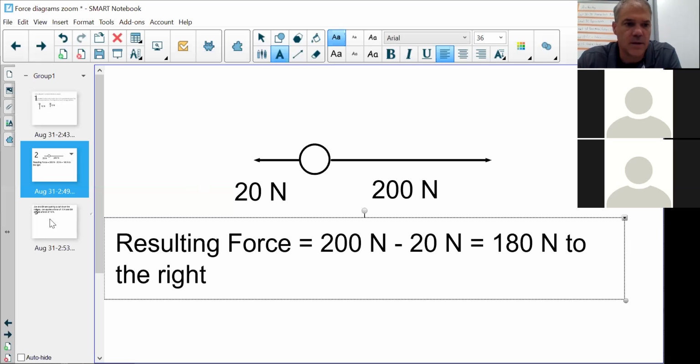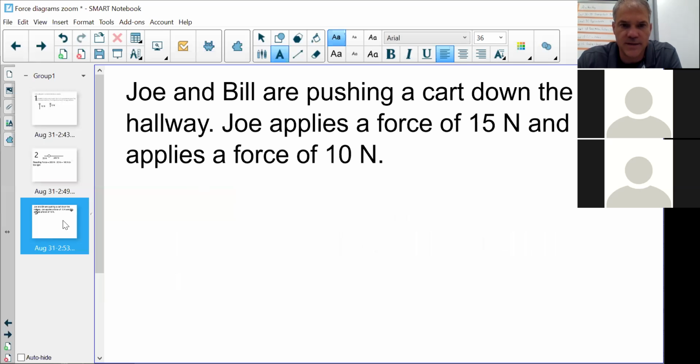Okay. Now, does everybody feel good about this so far? Yes. Very good. So on the next one, I have a little scenario, and we're going to draw the force diagram. It says Joe and Bill are pushing a cart down the hallway. Joe applies a force of 15 newtons, and Bill applies a force of 10 newtons.